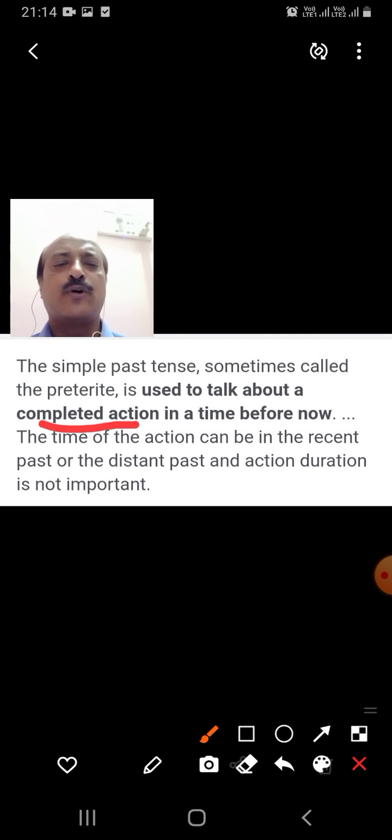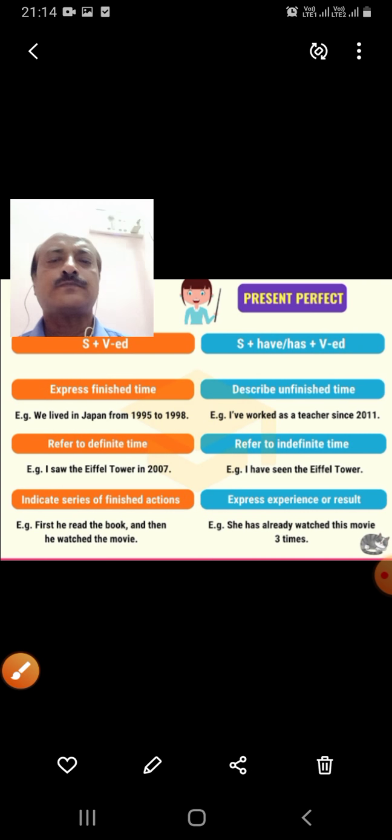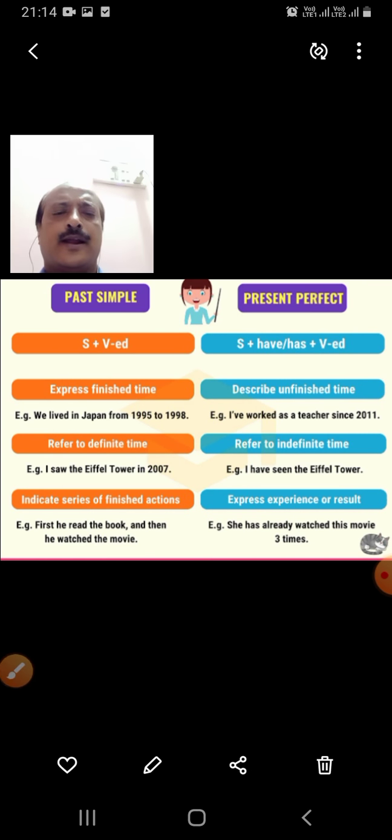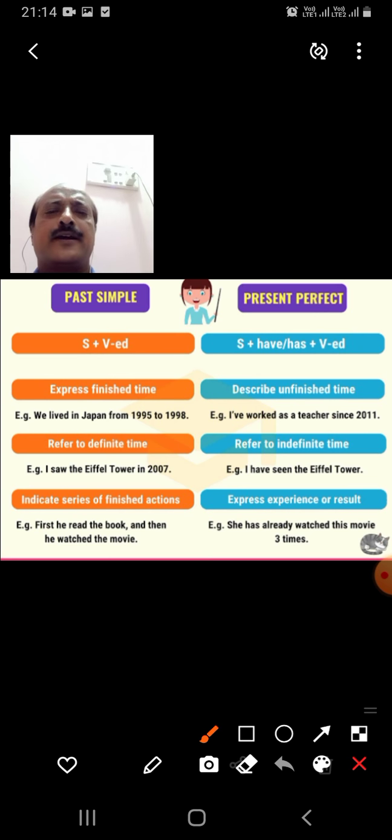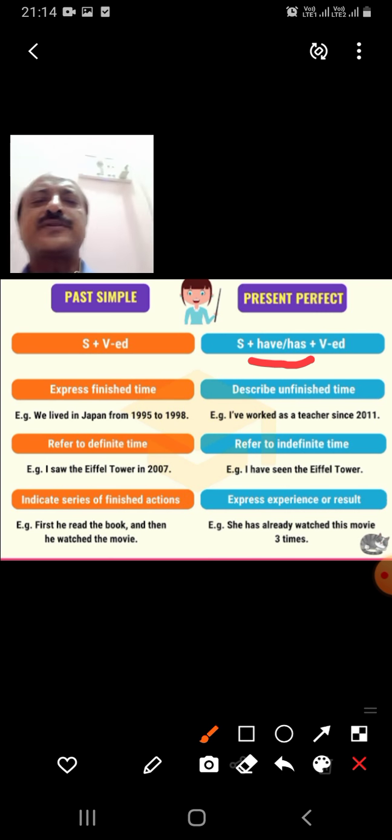Now let us see something more about the past tense. In the past tense, subject plus verb, we add ed to the verb to form the past tense. In present tense, we use have, has plus verb. But in past tense, we use the word had. Have and has we use for present tense. We use had for past tense.